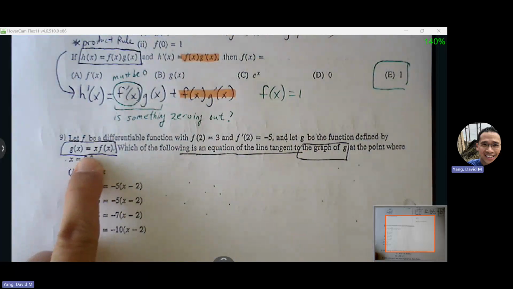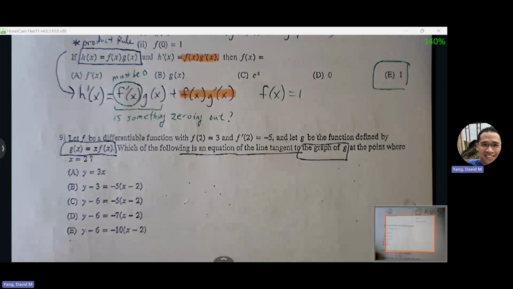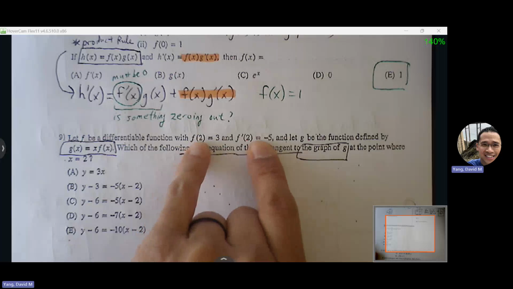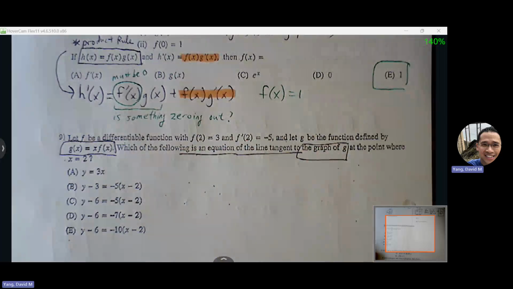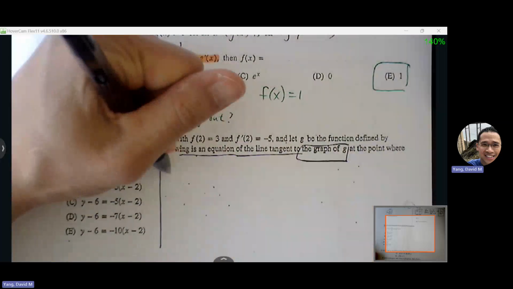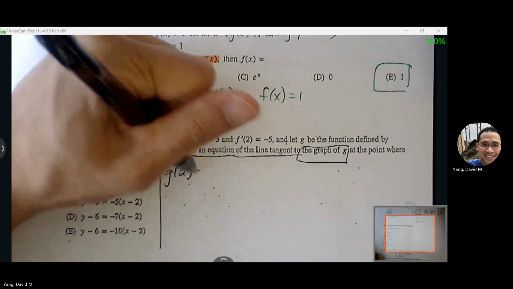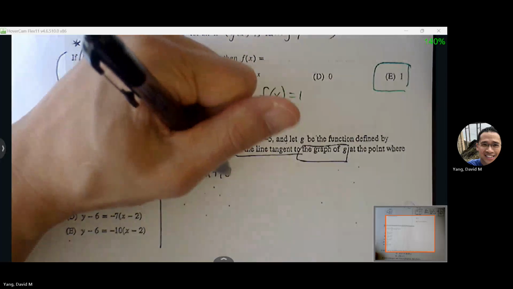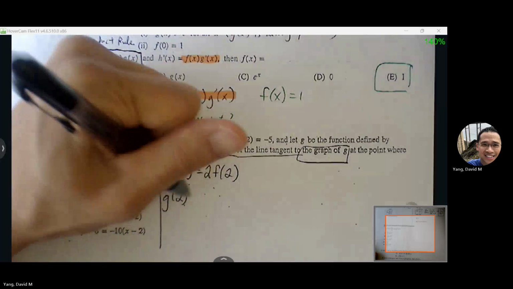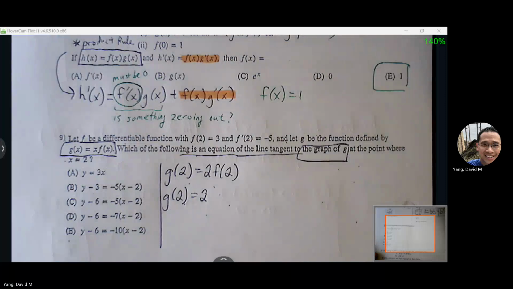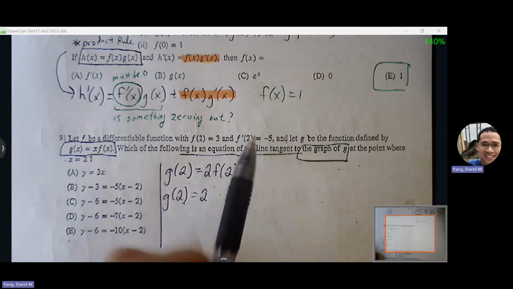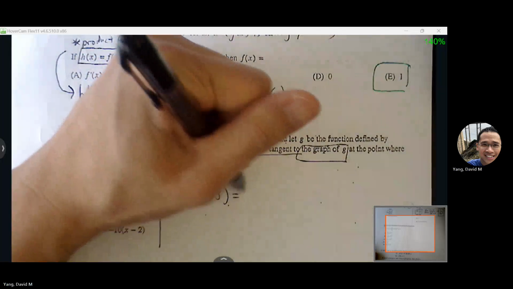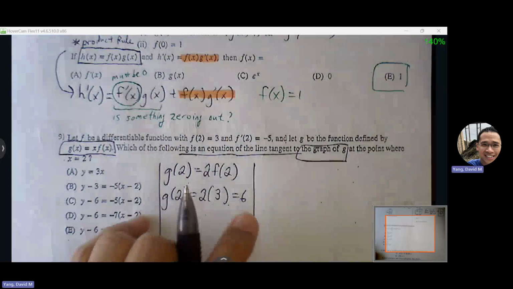So let's find the ordered pair of g. Let's find the derivative of g and then build our tangent line. We can't build the tangent line at this level because this is f. We want the tangent line for g. So let's find the ordered pair first. f of 2 is 3. So we have our ordered pair.